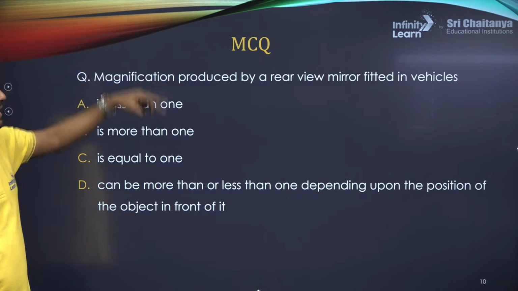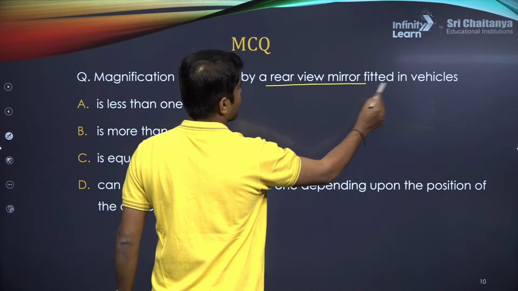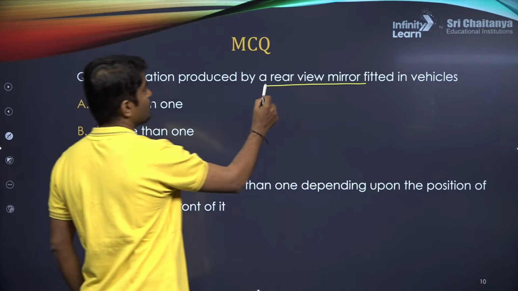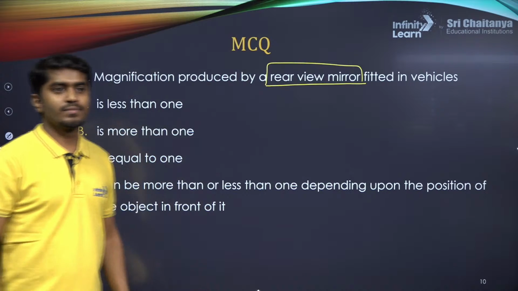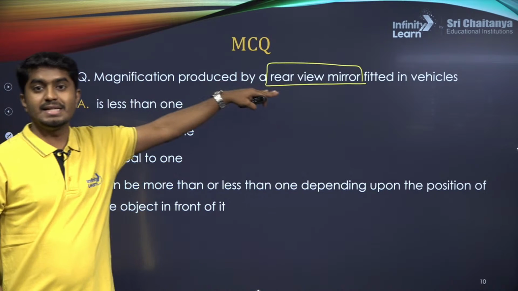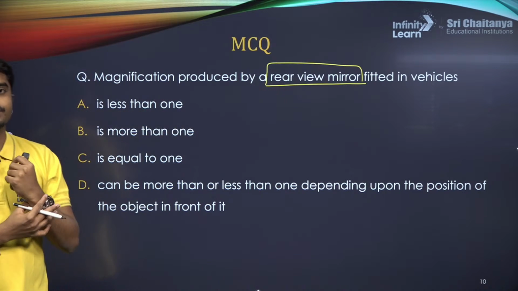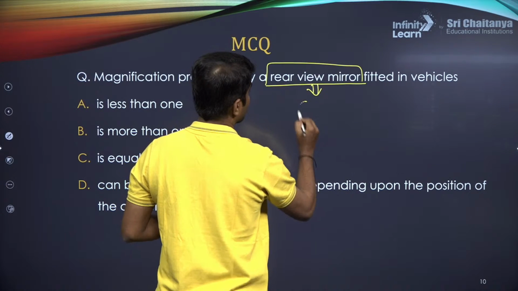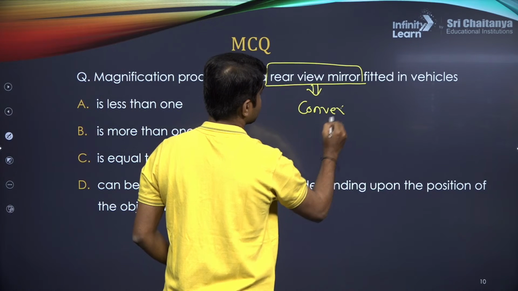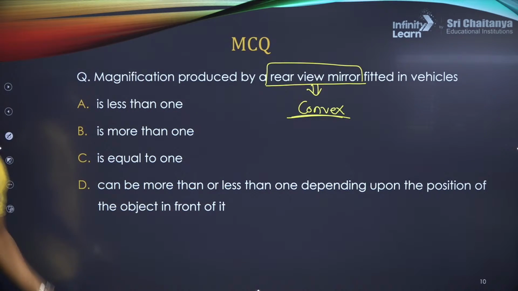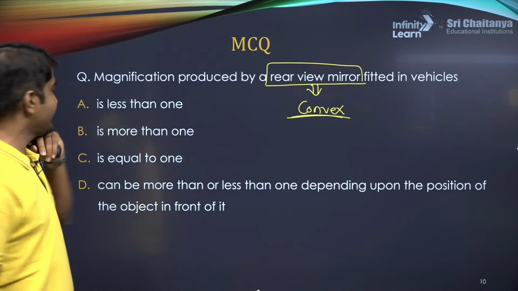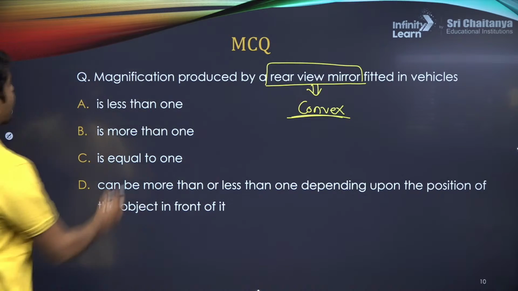Magnification produced by a rear view mirror fitted in vehicles is. So where is a rear view mirror used? What type of mirror is it? Which mirror is this? These are convex mirrors which are fitted in the vehicles. Yes, nice. Less than 1. All right. Yes, correct. So what is the magnification?